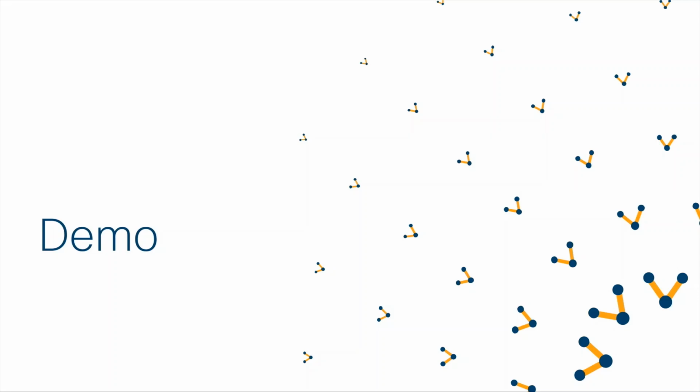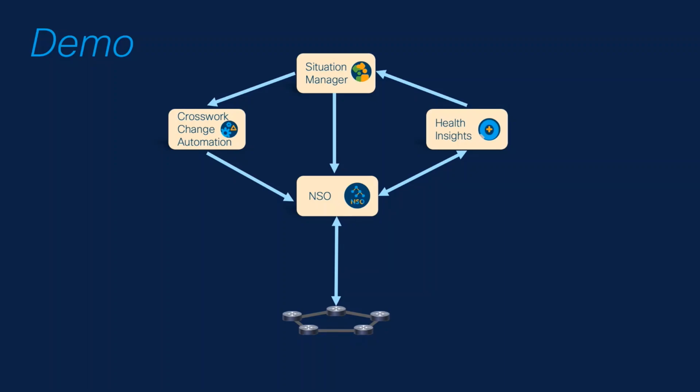Thank you, Harsha. First, we'll discuss the workflow of the demo, which involves NSO, Crosswork Health Insights, Crosswork Change Automation, and Situation Manager. In this demo, we are going to show that we can monitor the health of the service from day one. The steps are: we first define the KPIs of that NSO service within a KPI profile, followed by the provisioning of the layer 3 VPN service.